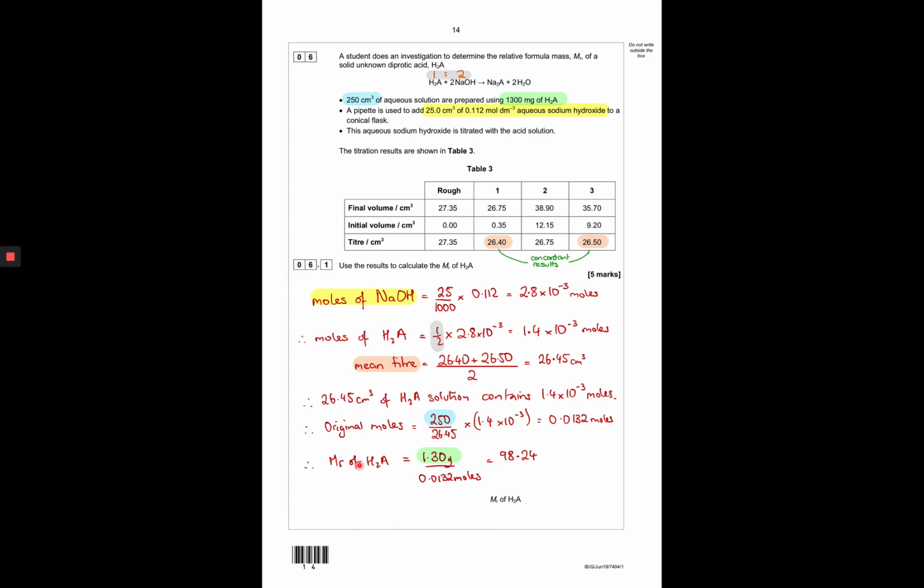So we know that MR is mass divided by moles. We've got to remember to turn the mass into grams. So we end up with 98.24. And actually, it probably should be 98.2 as my final answer, because we've got some of the values at 3 significant figures, and the correct number of significant figures is what corresponds with the values with the fewest in our information.